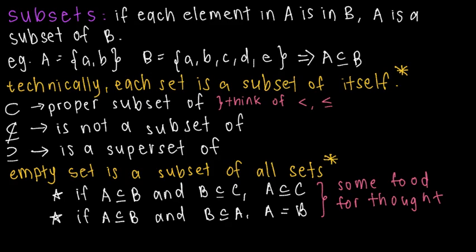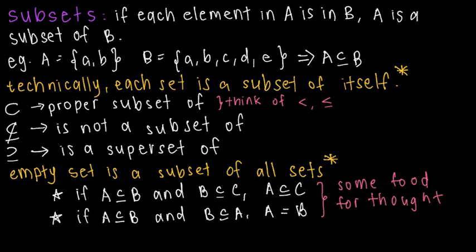Okay, so subsets. To define subsets, think of two sets A and B. If each element of A is in B, A is a subset of B, and we have that symbol which we use, which is kind of like a curved less than or equal to. If we go with the formal definition, technically each set is a subset of itself. So we introduce another symbol, proper subset of. It's kind of like less than and less than or equal to.